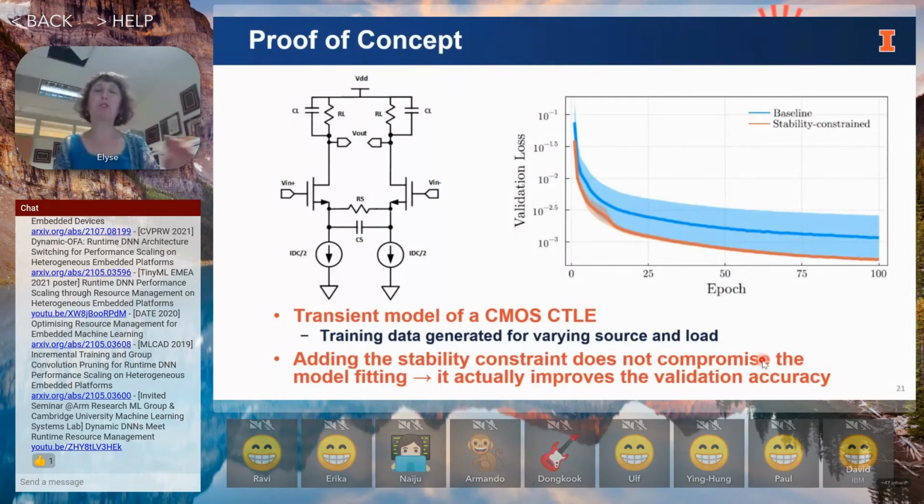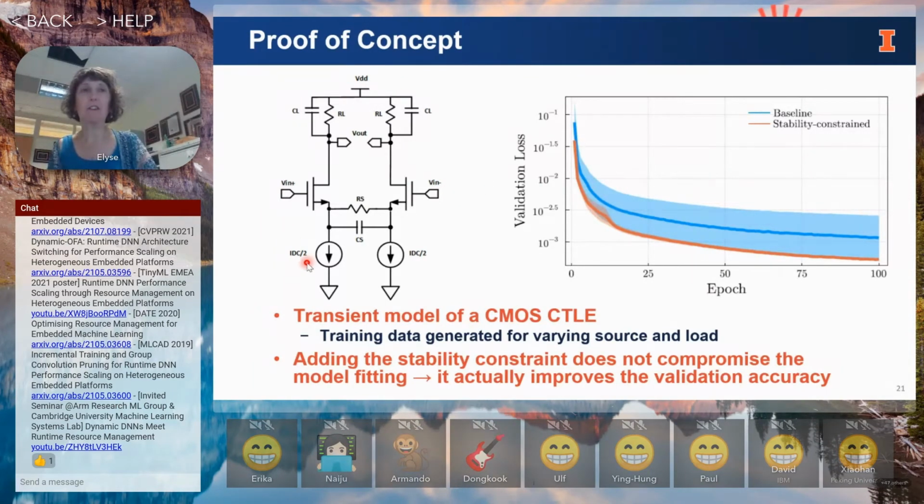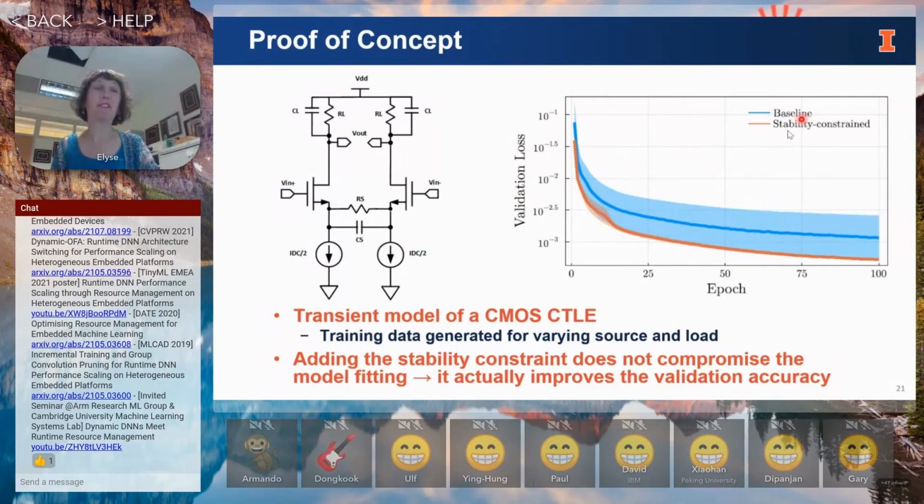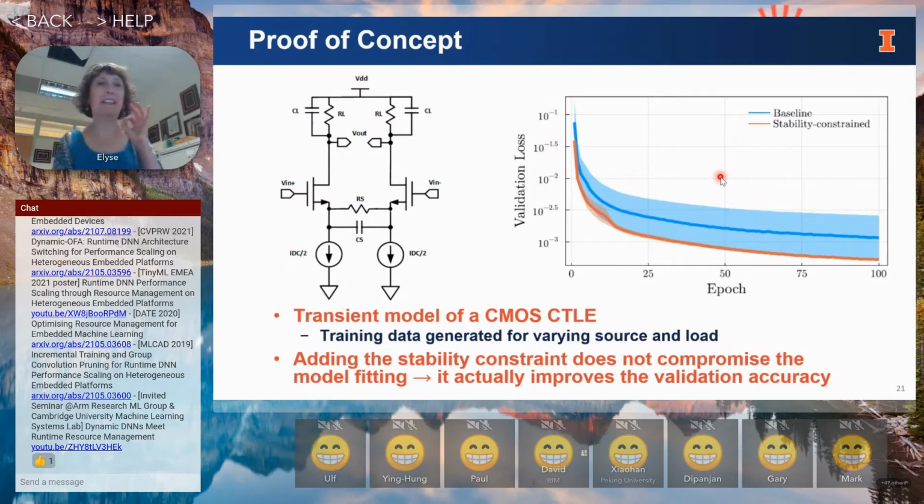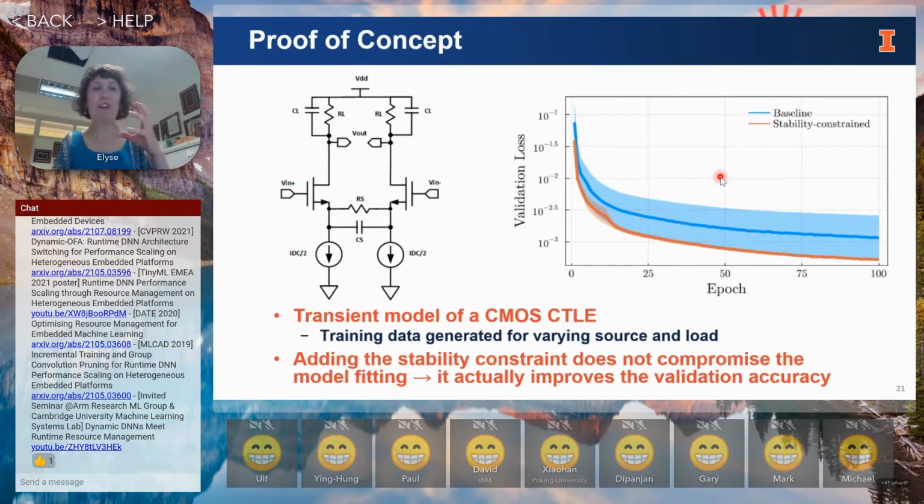All right, so let me show you some sample results. We learned the model of a continuous time linear equalizer circuit. We did this twice with just normal learning algorithm, and then with stability constrained learning algorithm. And across training runs, we consistently achieve lower validation loss when we apply the stability constraint. So it's as if this constraint is guiding the optimizer towards an accurate model of the system.